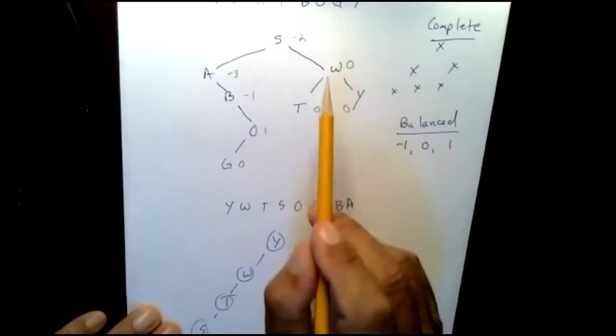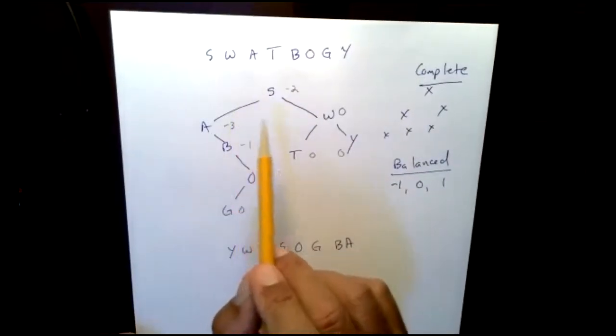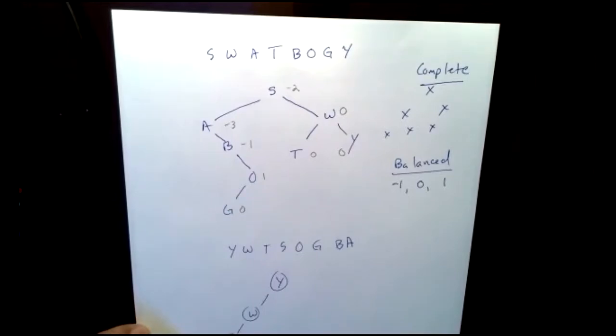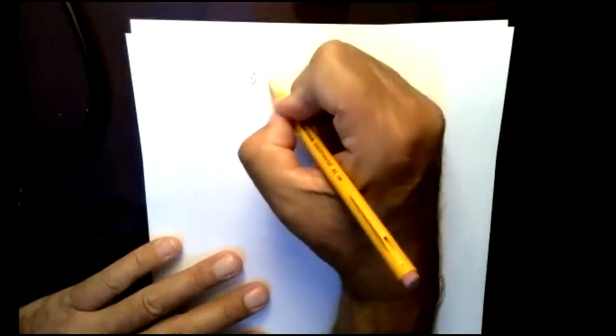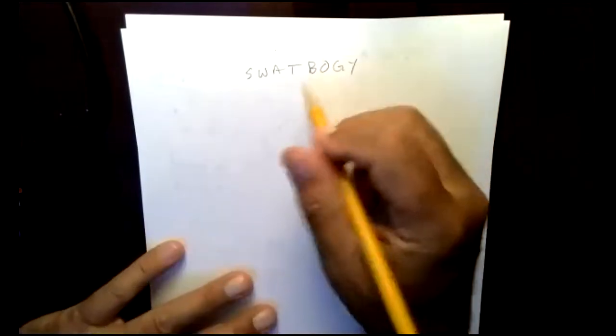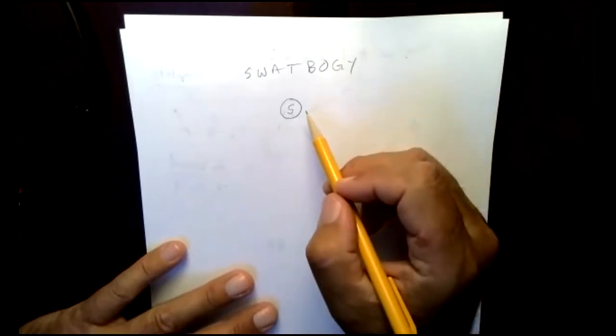to, as I build the tree, I did the S, I did the A, I did the W, and so on, that I'd like to keep it balanced. Let's take another look at SWAT. I need to put this in my notes because it's great. So what they were saying is, okay, we're going to put the S in and we're all happy. What's its balance factor right now?